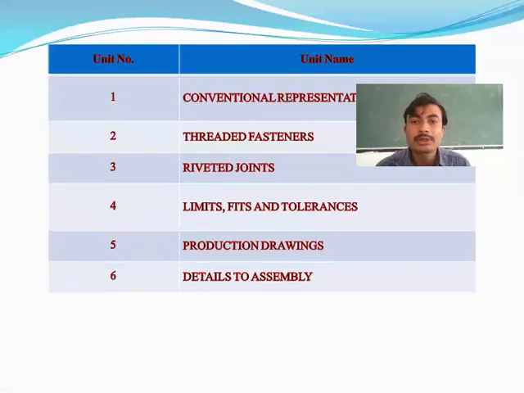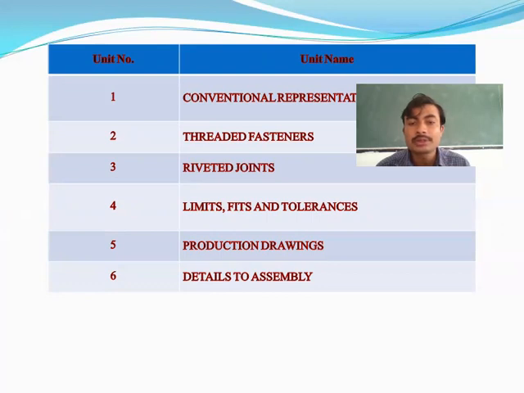The chapter number 1 is conventional representation. The chapter 2 is threaded fasteners. The third chapter is riveted joints. Fourth chapter is limits, fits, and tolerance. Fifth chapter is production drawings. Sixth one is details to assembly.